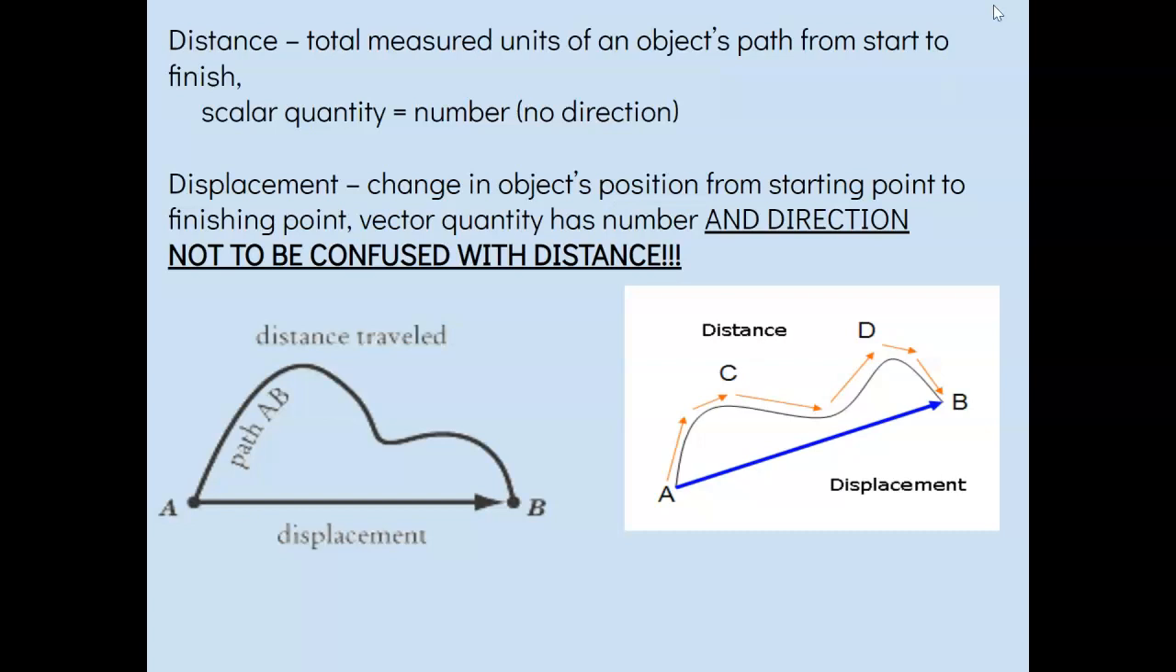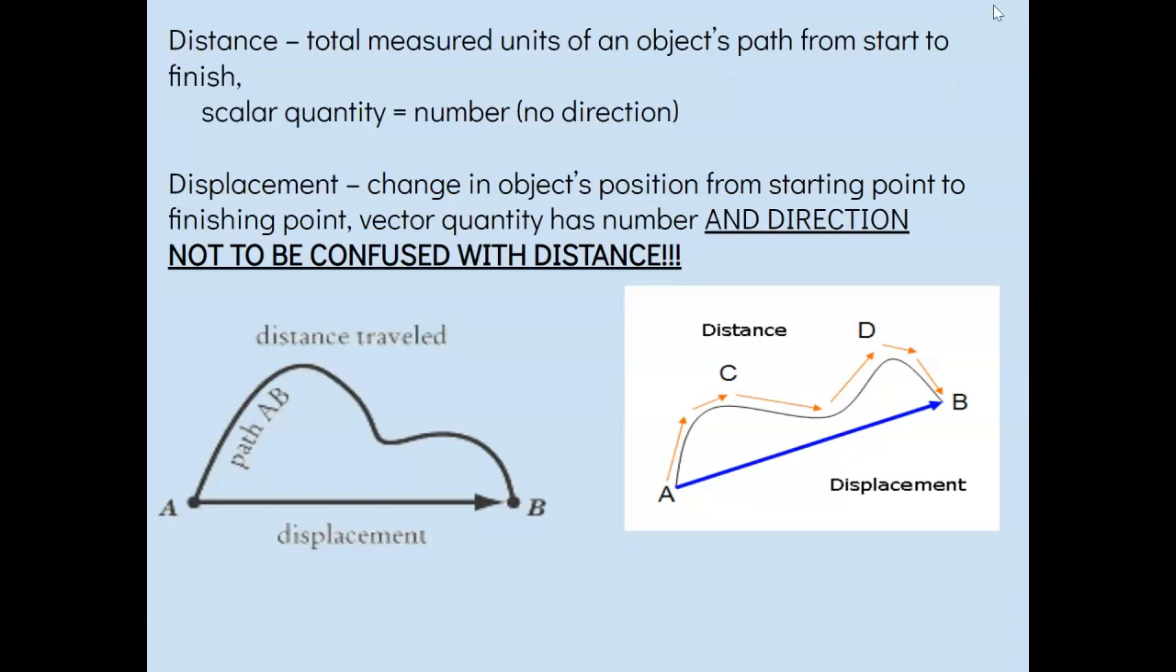Displacement is the change in an object's position from the starting point to the finishing point. This is a vector quantity. It has a number and a direction. Okay, so for example, if I asked you, how far did this object travel? What was the distance traveled? You could say 15 meters. That's a scalar quantity. If I asked you for the displacement of an object, you would need to say 15 meters east or west or north. It would need to have some kind of direction with it.